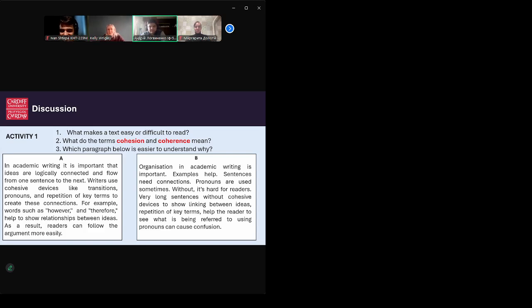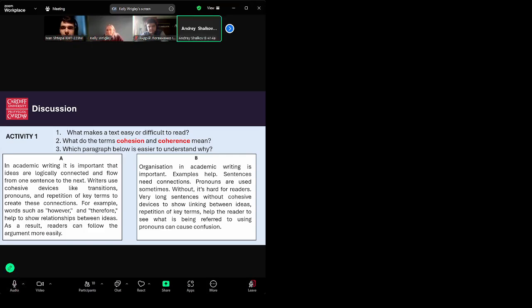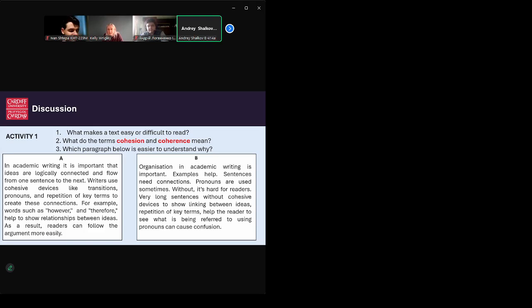So what do you think cohesion and coherence mean? Would anyone like to answer number two? What are cohesion and coherence? I can try. I will try. Please, yeah. Understanding these two concepts is essential to construct effective English sentences. Cohesion refers to the grammatical and lexical relationship between different parts of a text. And then coherence relates to the logical connections between ideas, sentences, paragraphs, and sections within a text. Very well put. Yes, I liked it.